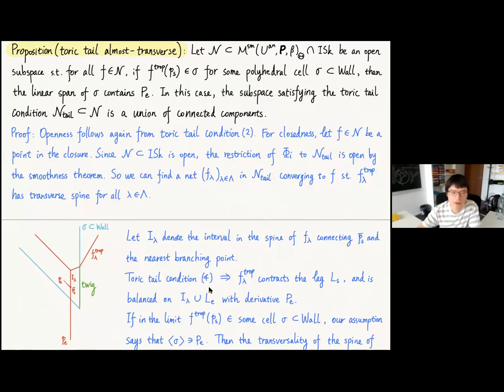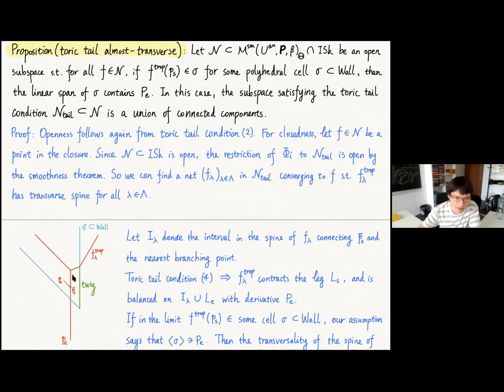Toric tail condition 4 implies that the associated tropical curve F lambda trop contracts the leg LS containing PS. And moreover, it is balanced on this I lambda union the leg LE with derivative PE. So the toric tail condition says that there are no twigs on this path connecting PS to PE.